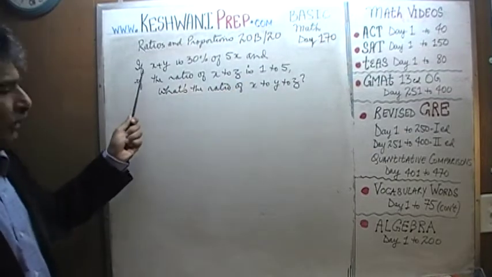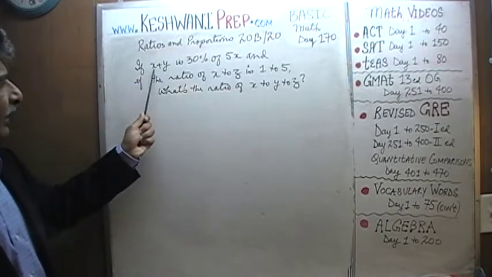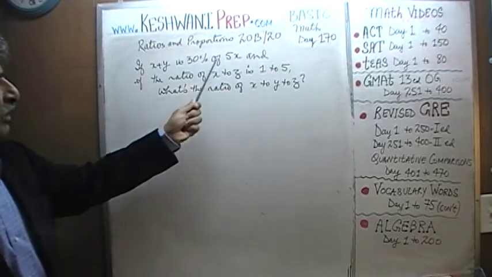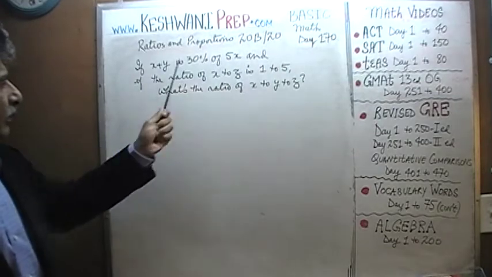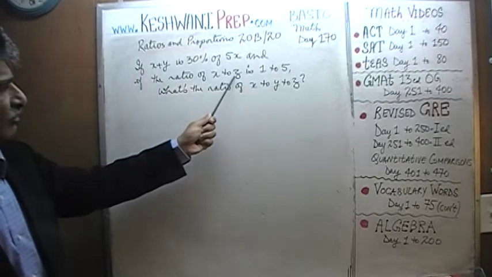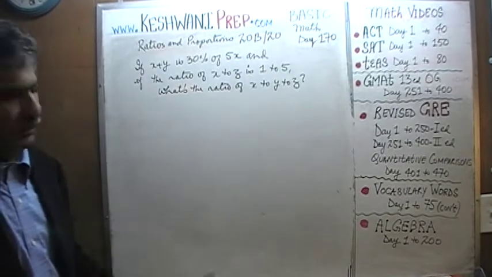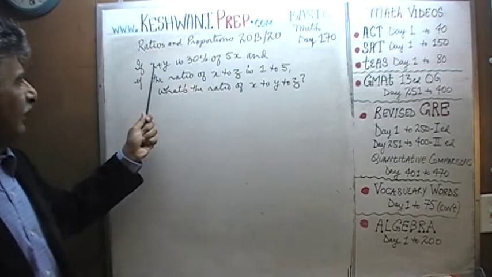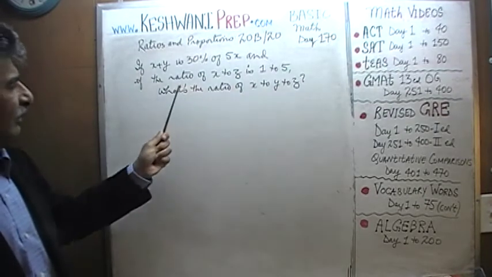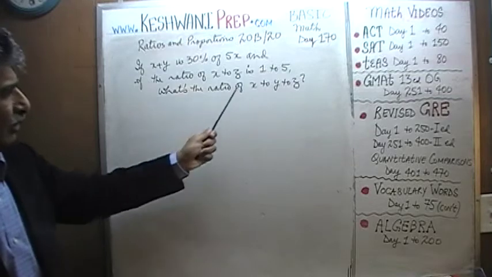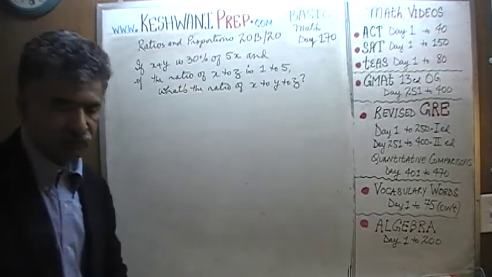Here's the problem. We are told that x plus y is 30% of 5x. And we are told that the ratio of x to z is 1 to 5. X plus y is 30% of 5x. The question simply is, what's the ratio of x to y to z?